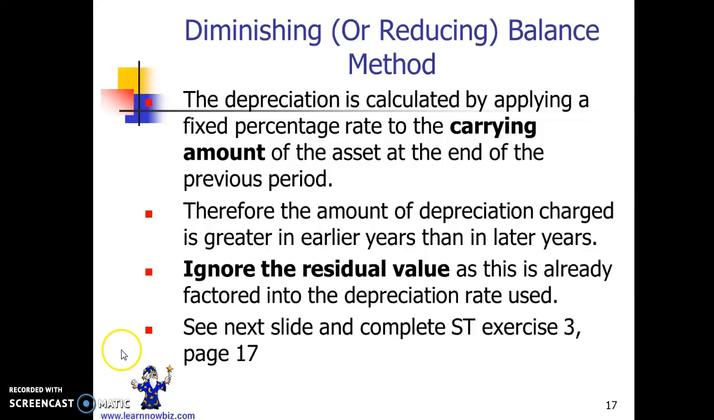Diminishing or reducing balance method. The depreciation in this case is calculated by applying a fixed percentage rate to the carrying amount of the asset at the end of the previous period. Therefore, the amount of depreciation charged is greater in the earlier years than in the later years. It's very important that you ignore the residual value in this case, as it's already been factored in the depreciation rate used. Now, what I'd like you to do next is to look at the next slide and then complete self-test exercise 3 on page 17.